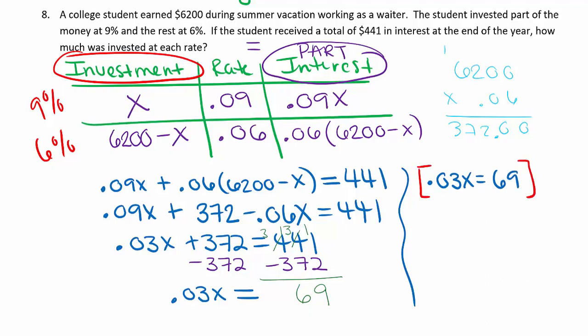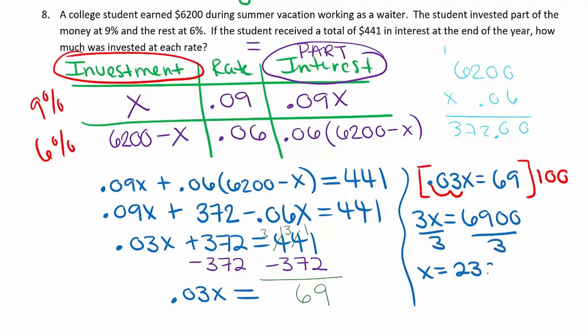Now I think I'm going to get rid of those decimals. I want to move the decimal 2 places to the right. The 3 is in the hundredths place. So I'm going to multiply both sides by 100. That gives me 3x equals 6,900. So to finish, I divide both sides by 3. And x equals 2,300.